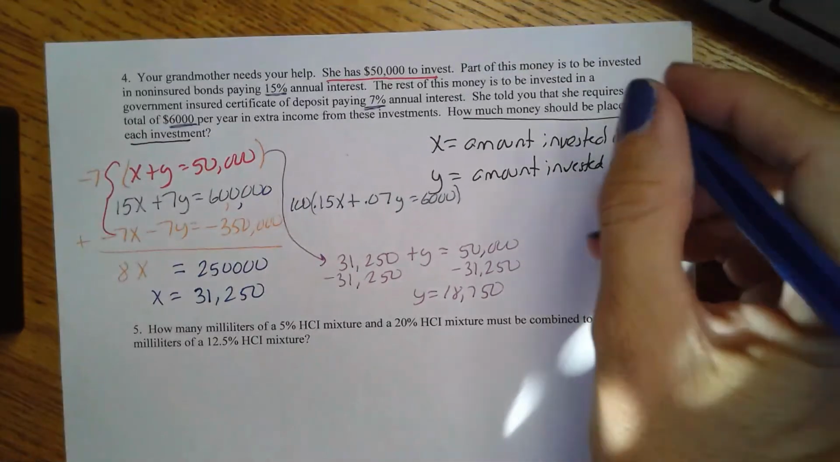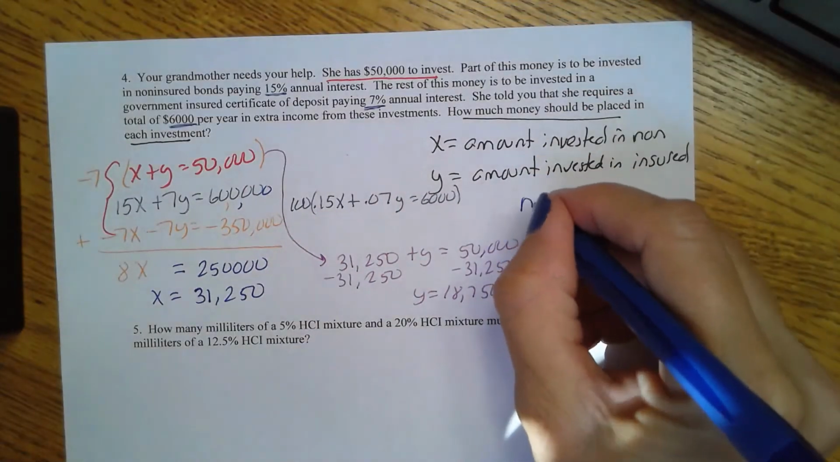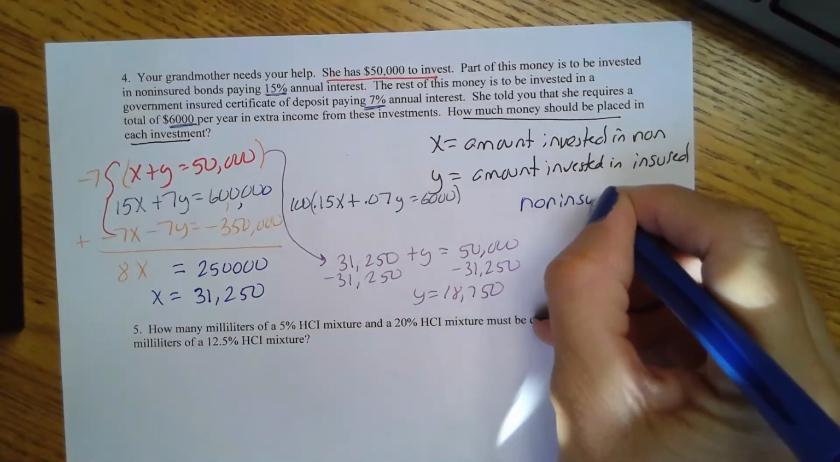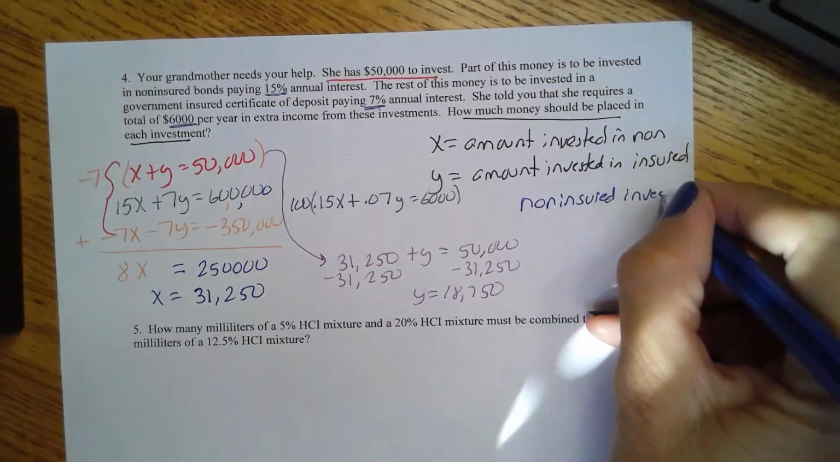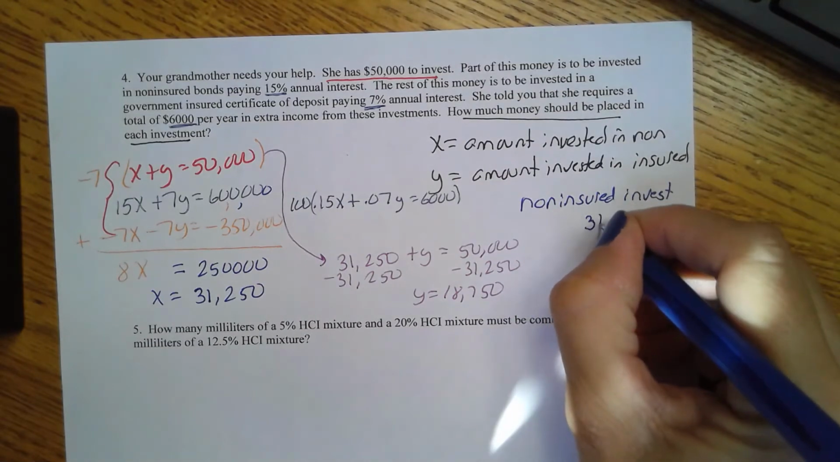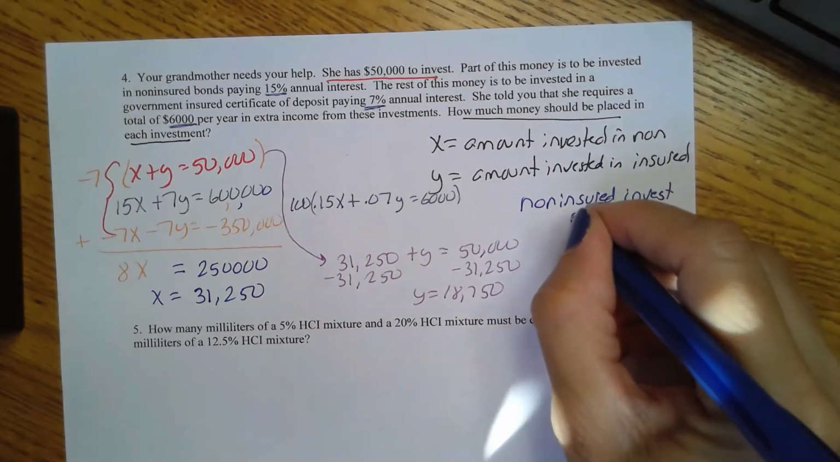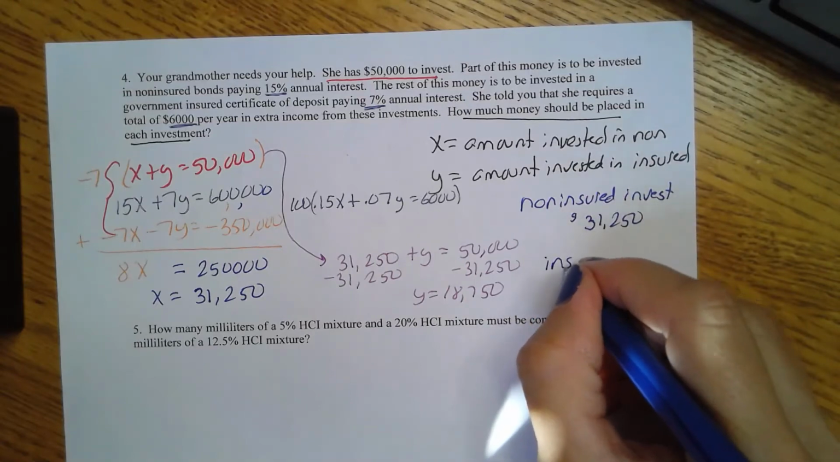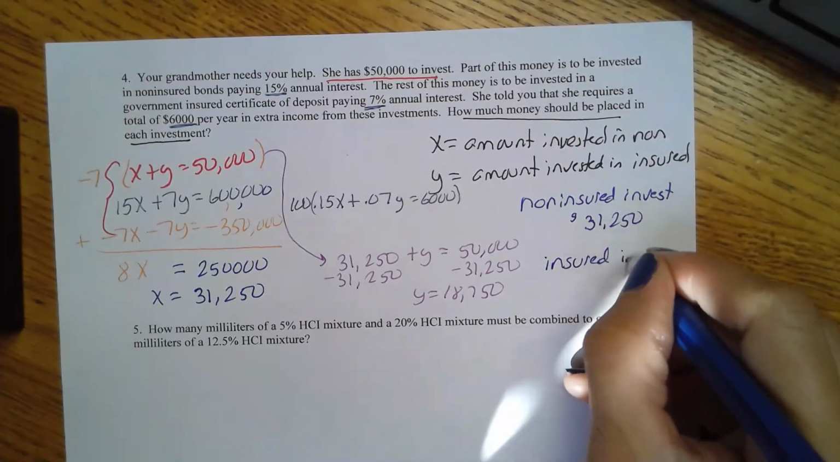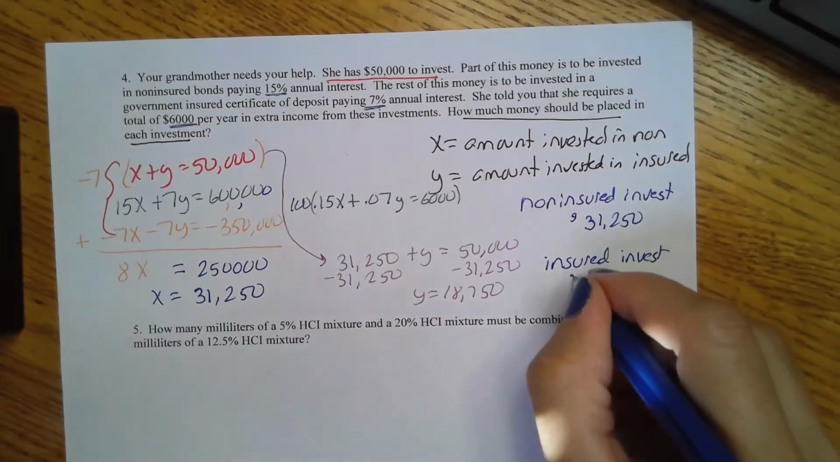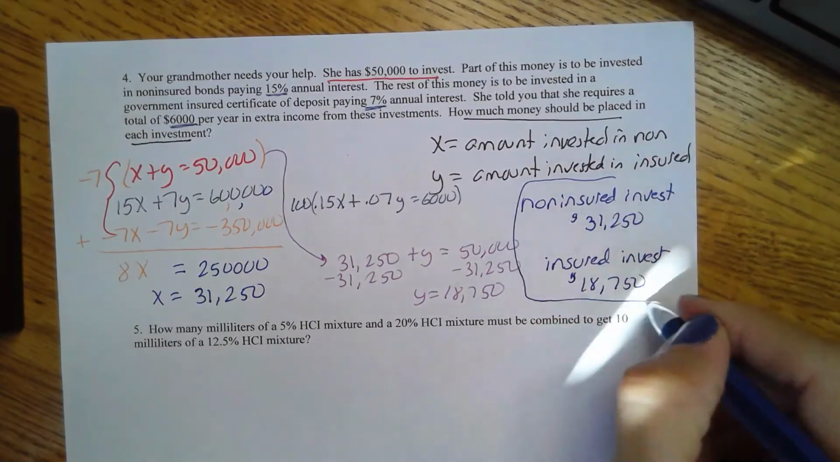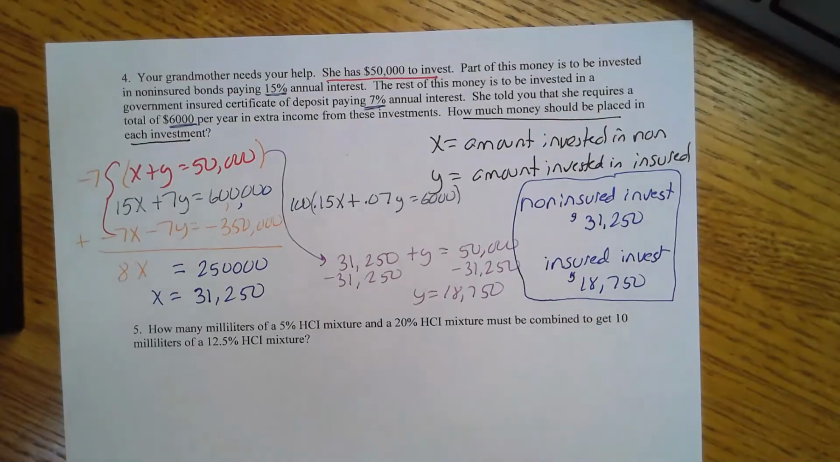So then non-insured, we're going to put non-insured. She needs to invest 31,250. In the insured, she needs to invest 18,750.